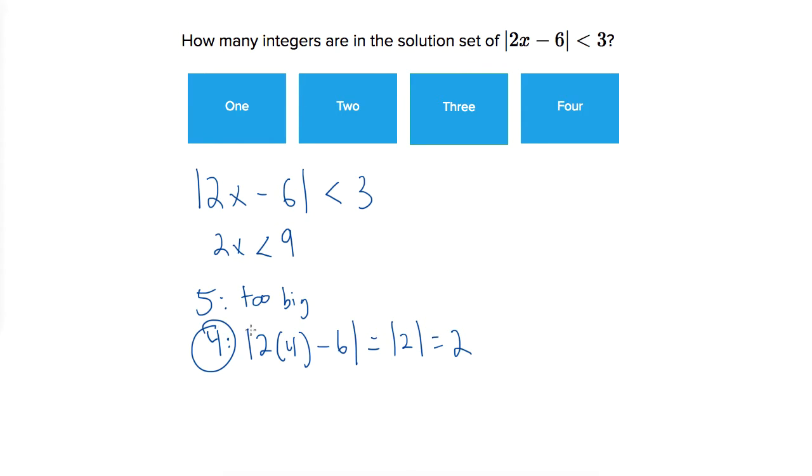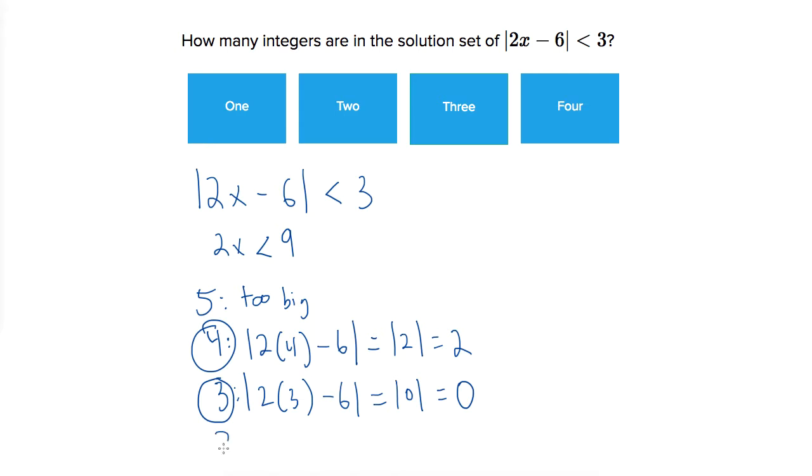And so 4 works. So that's one integer. All right, so I'm circling it. Now we're going to keep going downwards because we knew 5 was too big. So let's try 3. 3 gives us 2 times 3 minus 6, which is 6 minus 6, which is the absolute value of 0, which equals 0, which is less than 3. So 3 is an integer that works.